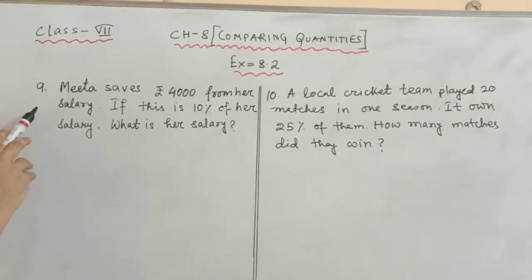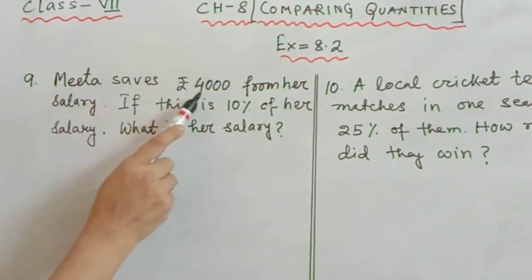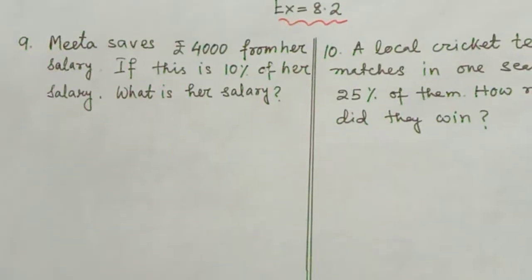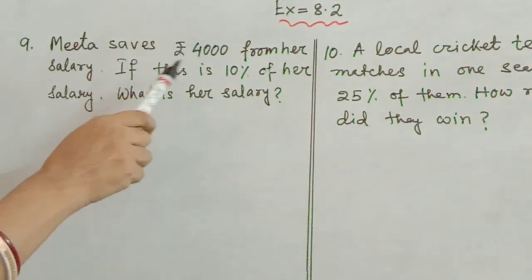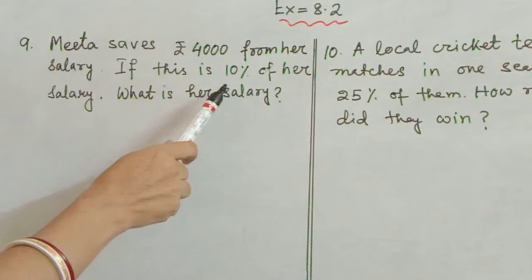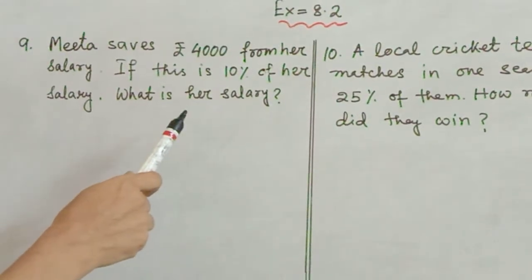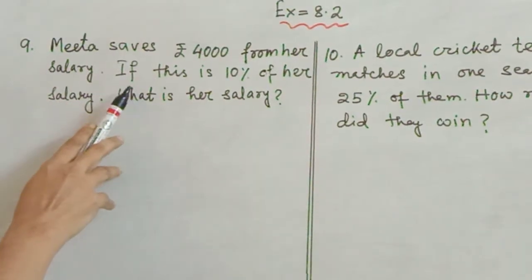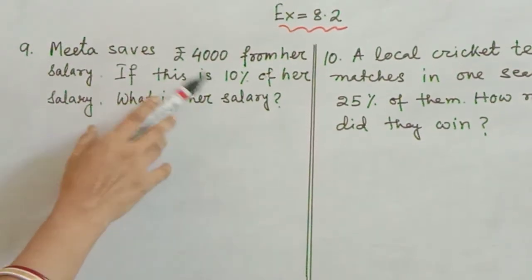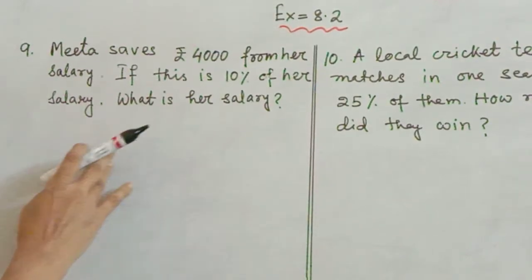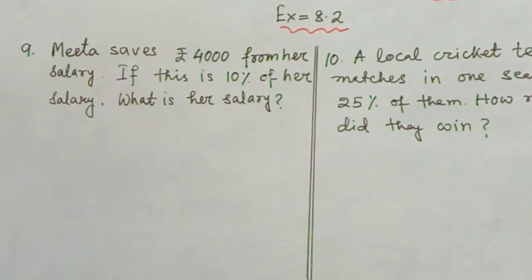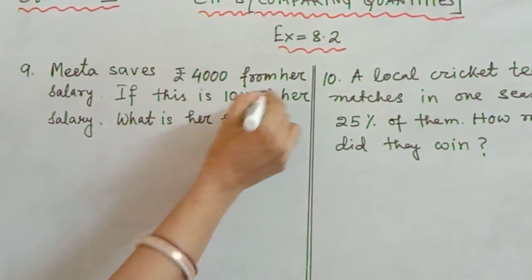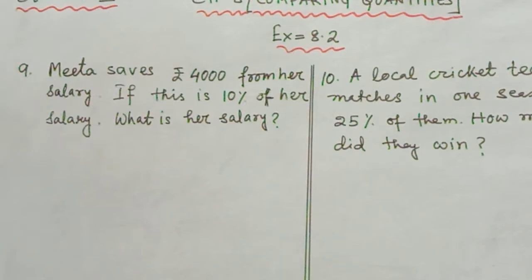Now question number 9. Mita saves rupees 4,000 from her salary. If this is 10% of her salary, then what is her salary? You can relate this sum: the whole quantity is missing. Find out the whole quantity. 10% of which number is 4000? Understood? I think it is a question from your book.